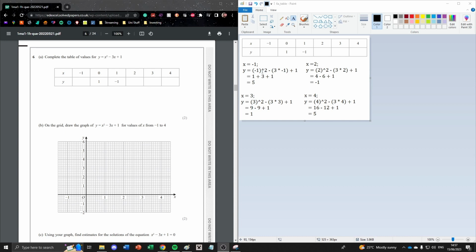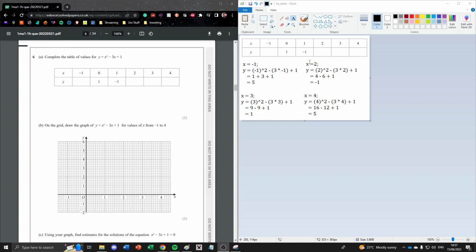And so we do this over here. We have for x equals minus 1, we do minus 1 squared minus 3 times minus 1 plus 1, which then gives us minus 1 squared, of course, 1. 3 times minus 1 is minus 3, but this is obviously a minus in front, so that becomes plus 3. And obviously the plus 1 remains the same, which gives us a value of 5.